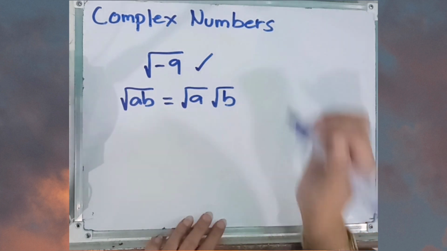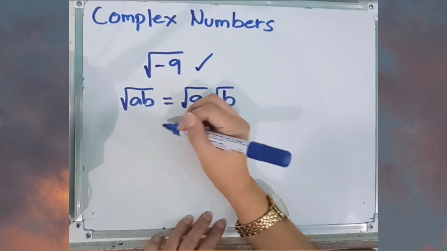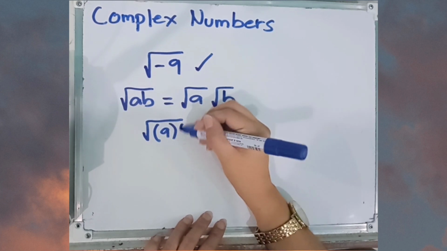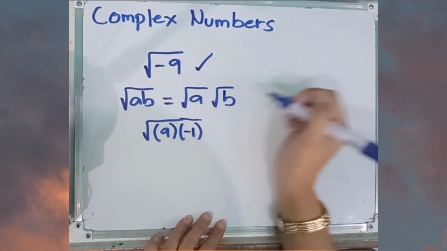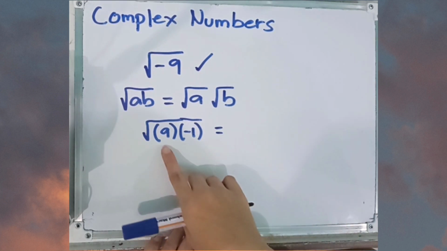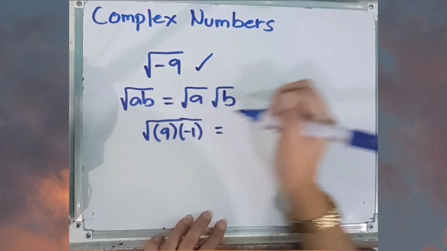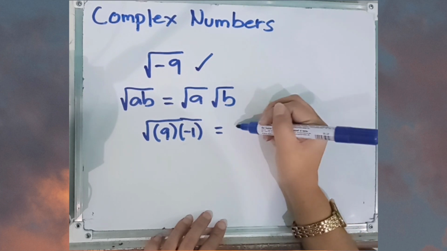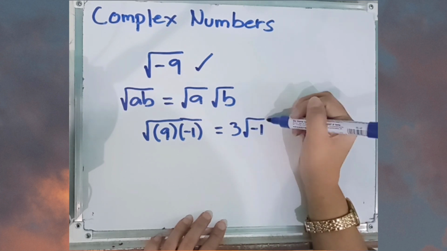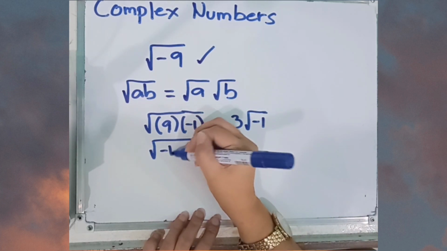So the square root of -9, we can write that as the square root of 9 times -1, right? And if we simplify, 9 is a perfect square, so we can get the square root of 9, which is 3. We can put that outside of the radical symbol and we are left with the square root of -1.